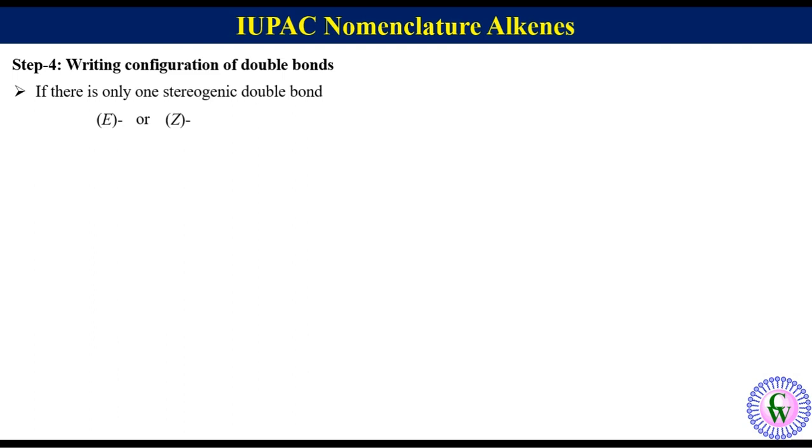I have made a separate video on how to find E and Z configuration of alkenes. You can find that video by clicking on the i button or the link given in the description box of this video. Let's have this alkene. It has only one double bond and that has Z configuration. Then in the IUPAC name of the molecule, its configuration will be mentioned in parentheses as Z.